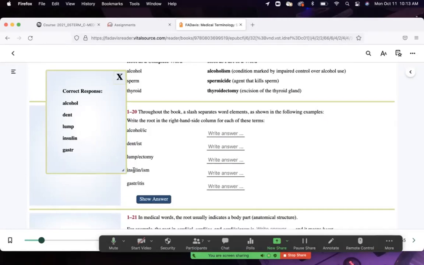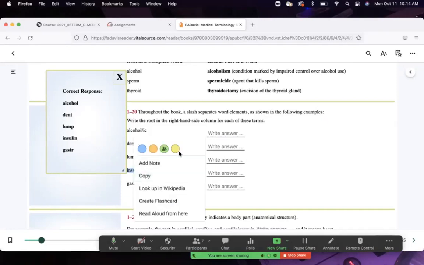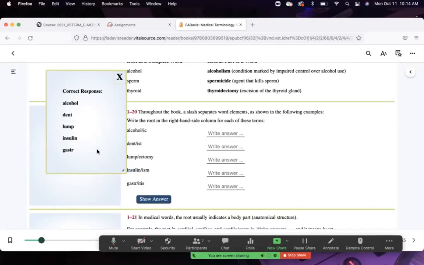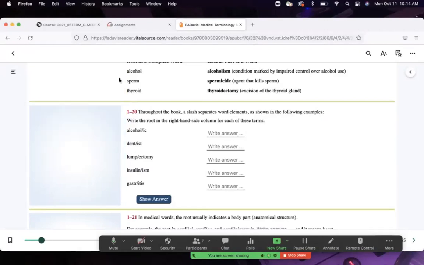What's insulinism? State or process of providing insulin, the hormone insulin, most likely to our diabetic patient. Insulin is the root. Ism is the suffix. My patient has gastritis. Inflammation or infection of the stomach. And we just learned the other root, cardi. So can I put carditis in here? And that will be inflammation or infection of my stomach.